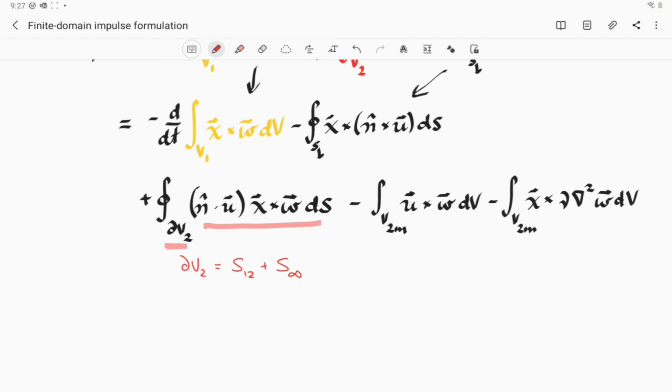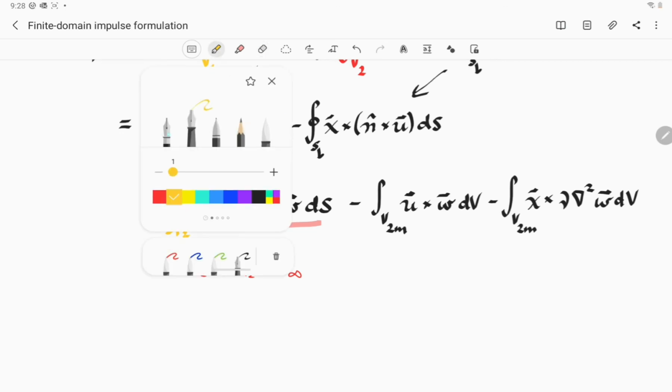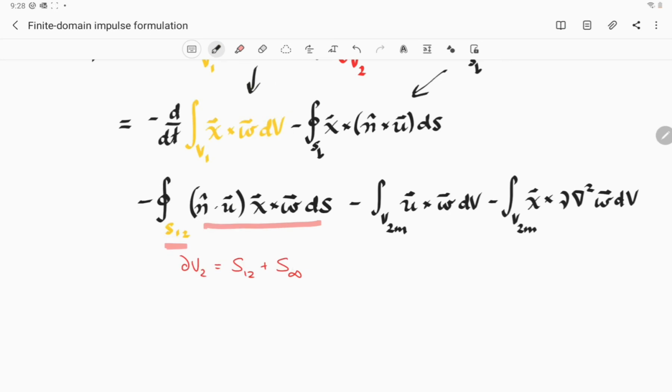So that means I can actually simply replace this with S12. I do need to change the sign here. That just has to do with the convention of the direction of the normal vector. Don't worry too much about these little details. What I really want to sketch for you is how we're getting from the starting equation, how we're going to relate what's going on in V2 to what's happening in V1 and the physical processes that are going on.